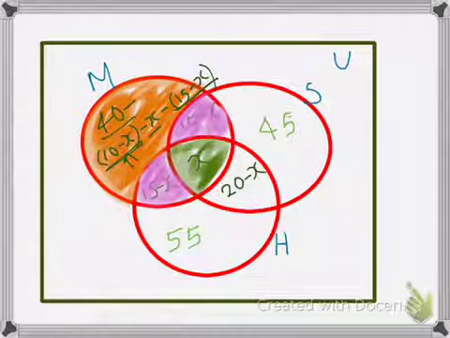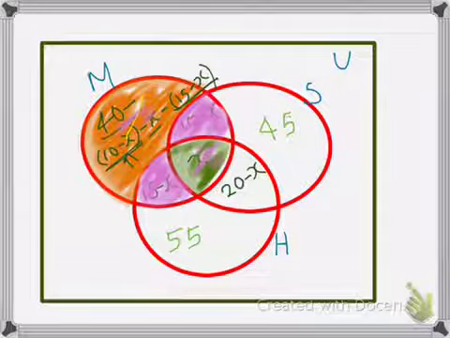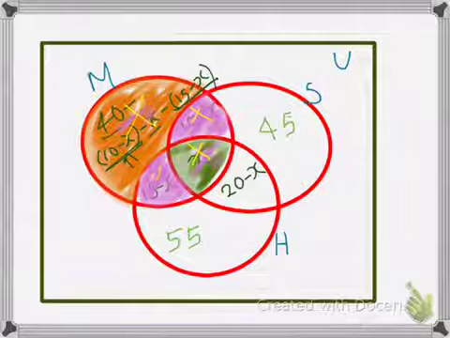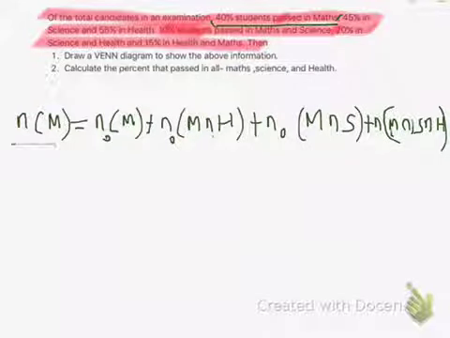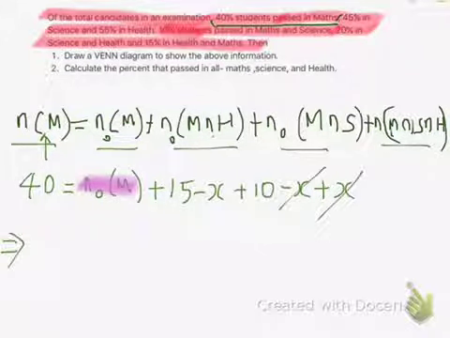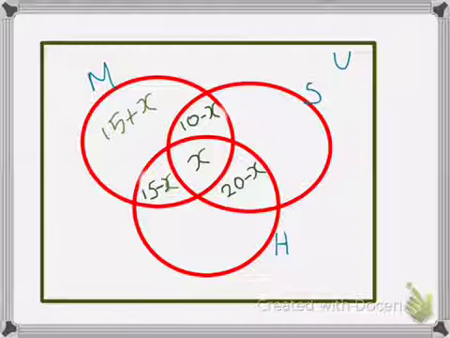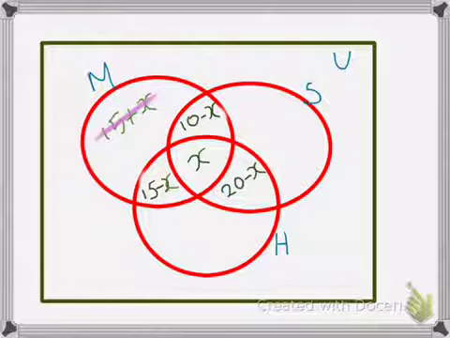Here the overall circle of M has been broken into four parts. In the formula method, the overall circle M is broken into 1, 2, 3 and 4 parts. Here only M remains unknown, so we have to calculate the value of only M. Here positive and negative X get cancelled, so only M is 15 plus X. Here I've written 15 plus X.